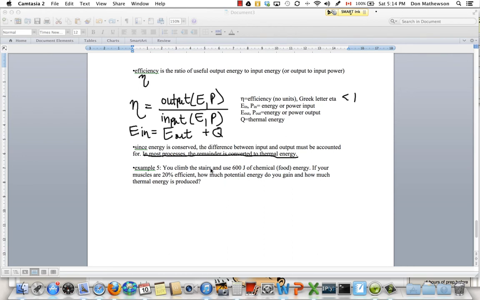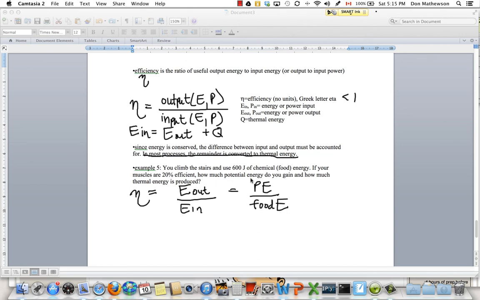So for instance, you climb the stairs and use 600 joules of food energy. Your muscles are 20% efficient. How much potential energy do you gain, and how much thermal energy is produced? We have to decide whether we're dealing with an output or an input. In this process, you are burning food energy, so that's what you start with, and you end up with potential energy and thermal energy. So our efficiency in this case is the ratio of the energy output, which is the potential energy, over the energy input. The input to this process is the food energy.